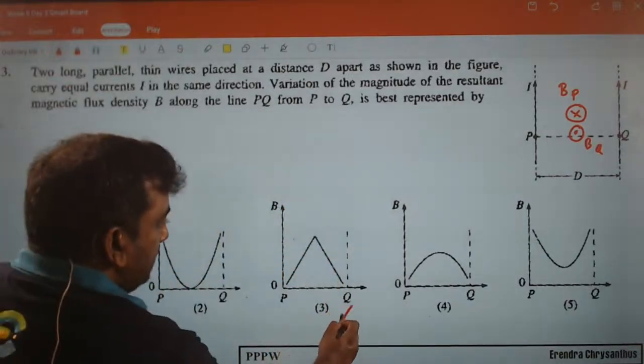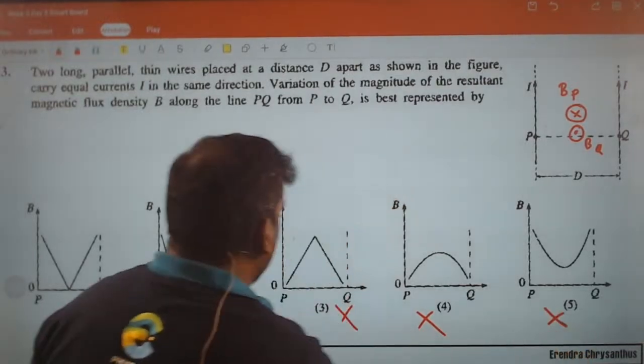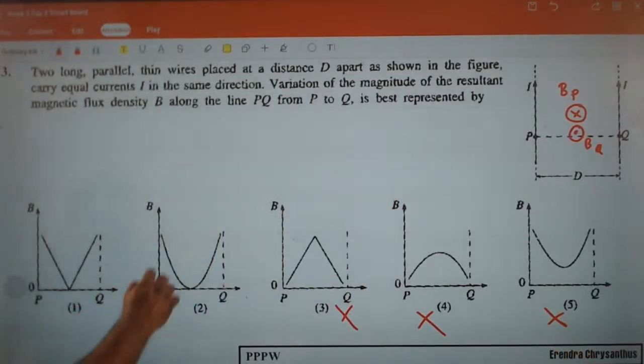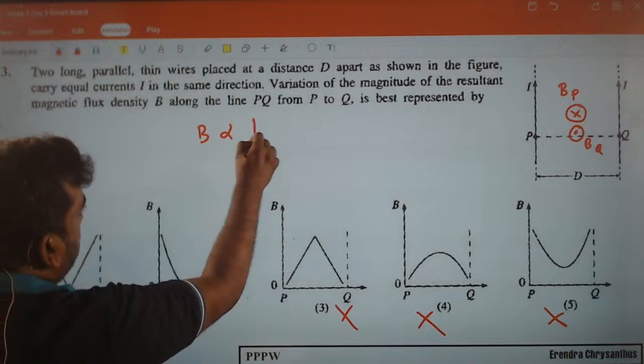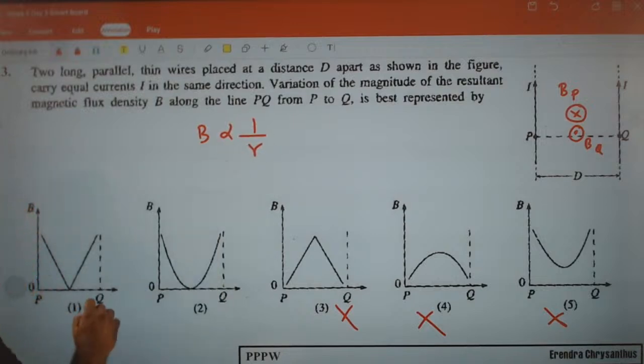So this is wrong, this is wrong, this is wrong. One of these two. Don't forget B is inversely proportional to r, so it can't be a straight line. The correct answer is answer number 2.